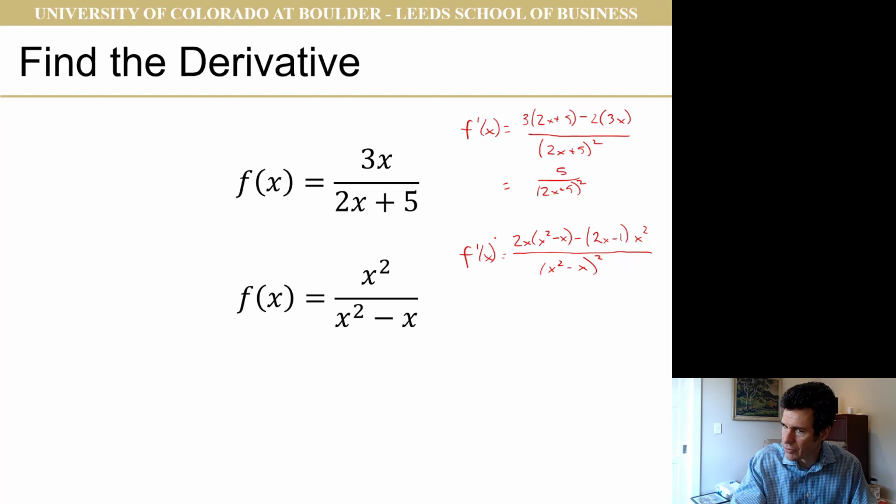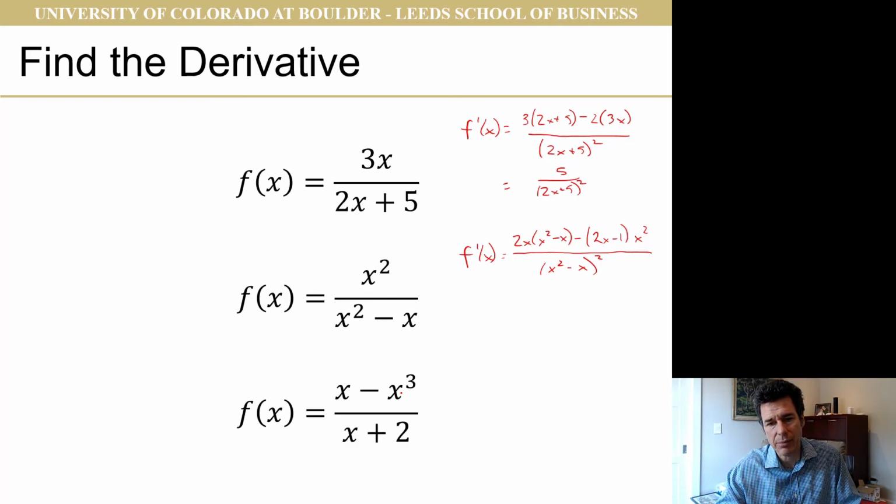You can see in this first term, you've got a positive 2x cubed. In the second term, you've got a negative 2x cubed, so those would cancel. So you can simplify this a little bit. F of x equals x minus x cubed over x plus 2.